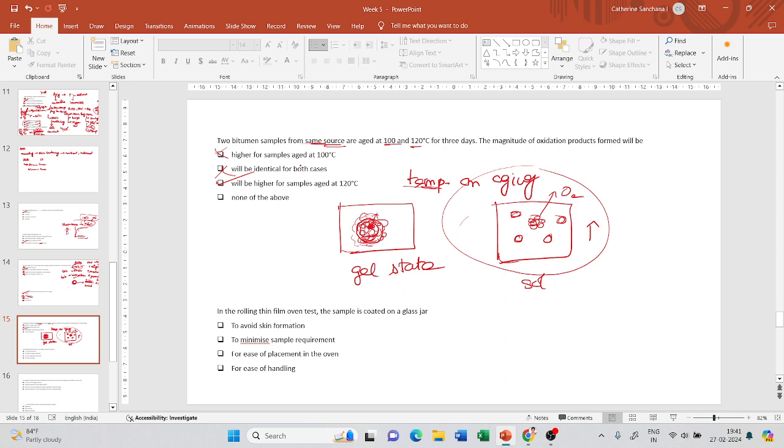Okay. In the rolling thin film oven test, the sample is coated on a glass jar. So when I explained RTFO and PAV, I said that the RTFO keeps on rotating because it has to avoid this skin formation, wherein only the topmost layer undergoes oxidation, right? So it is not for ease of placement in the oven, it is not for ease of handling, it is not to minimize the sample requirement.